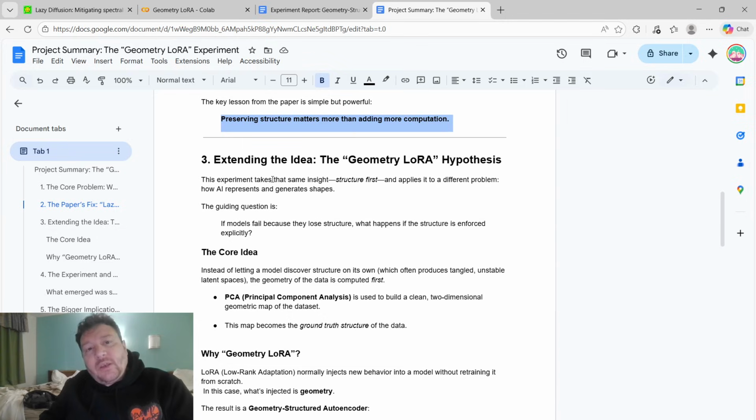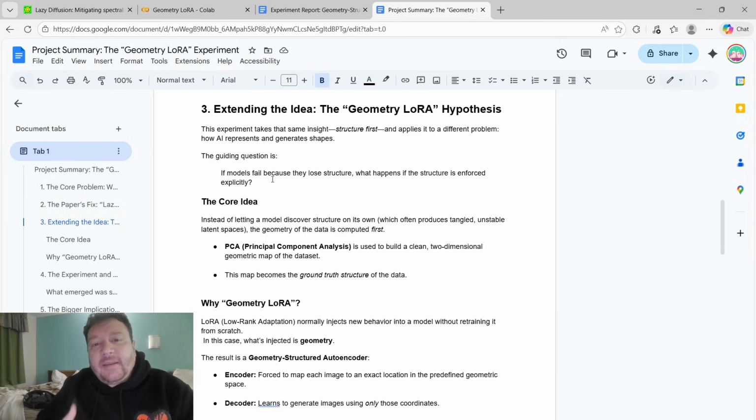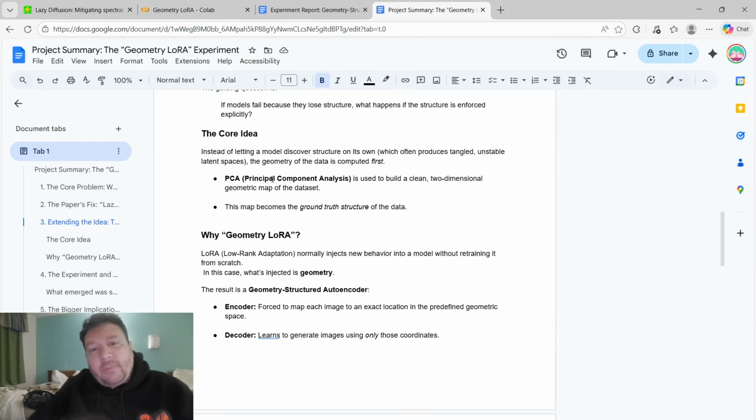But to me, you can extend it further beyond just this sparse LoRA or lazy diffusion method. The idea that I come up with is geometry LoRA, or the geometry LoRA hypothesis, which is that this experiment takes that same insight, that structure first, and applies it to a different problem: how AI represents and generates shapes. So the guiding question is, if models fail because they lose structure, what happens if structure is enforced explicitly? So they're saying, here's model collapse, here's spectral collapse, here's how to mitigate it.